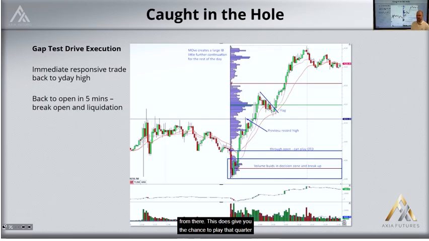This does give you the chance to play that caught in the hole with a gap back down. It's just when the gap doesn't get filled and materialize into a further continuation, this tells you that the move is over and the potential to go up is absolutely there.